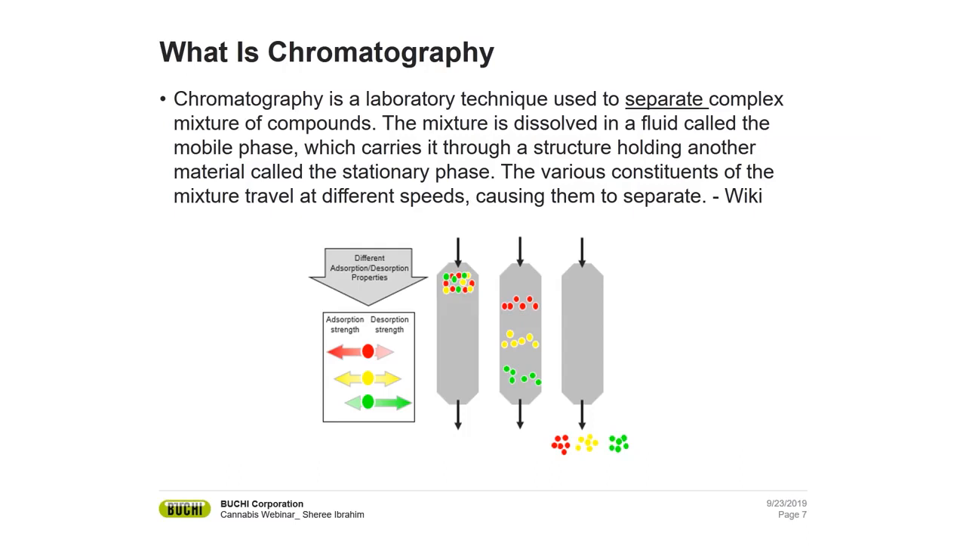So if you take a look at the photo below, it shows the different adsorption and desorption properties. And those are the yellow, lime, and red dots. And these little dots are equivalent to the different components in your oil. And they would separate based on polarity of the mobile phase and the compound. And as these separate, they all have different polarity, therefore they elute at different speeds.